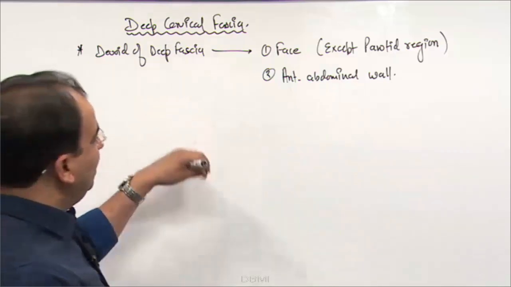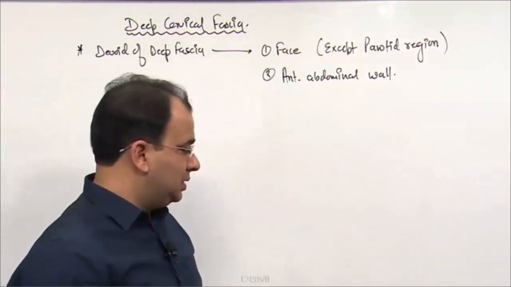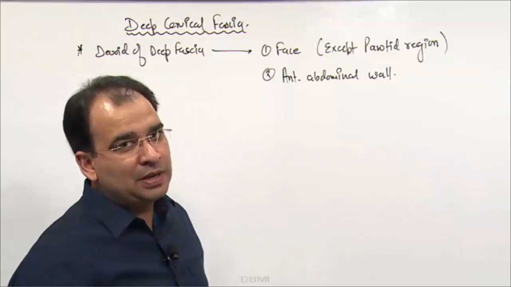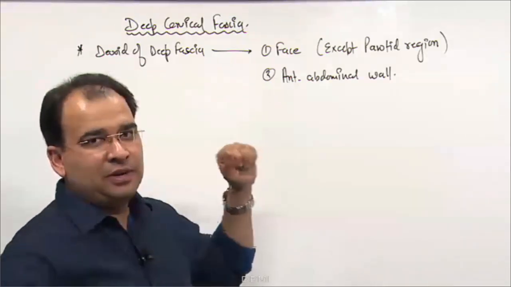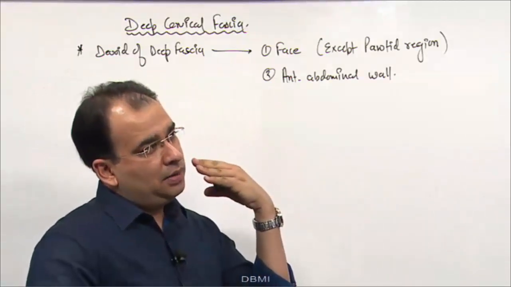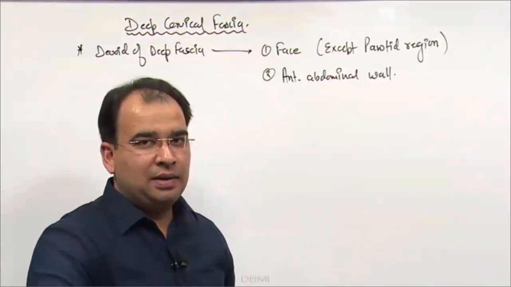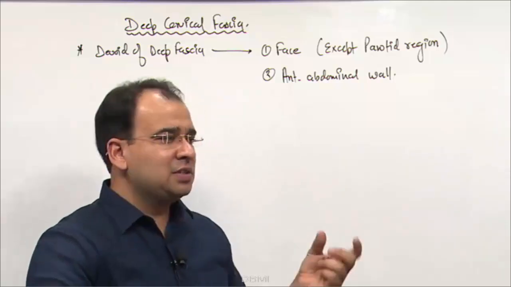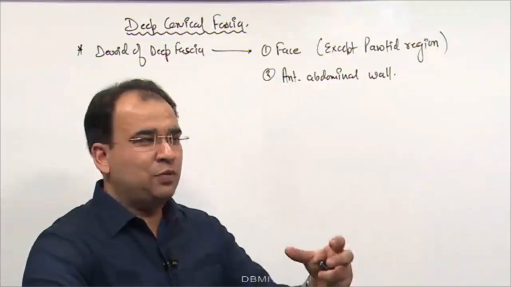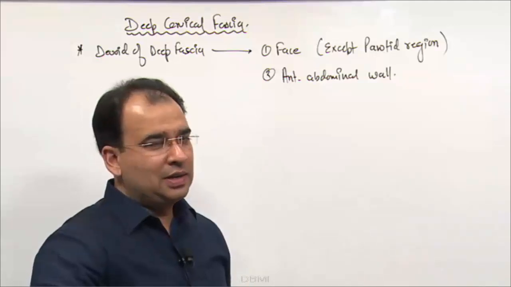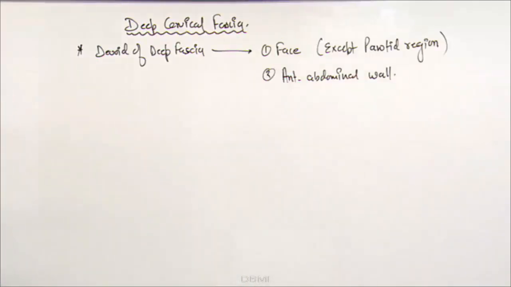Coming to the deep cervical fascia, first let me tell you that in November 2015 AIIMS there was a picture based question asked from the deep cervical fascia. They gave a transverse section of the neck and asked to point out the vagus nerve. It's an easy question actually. The vagus nerve is present inside the carotid sheath. So once you find the carotid sheath, you know the answer: the vagus nerve is inside it.